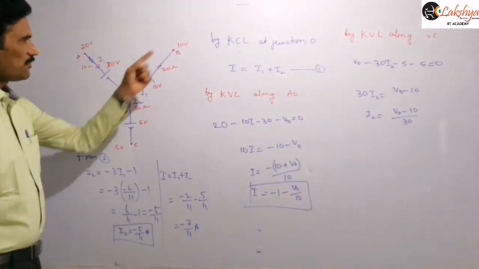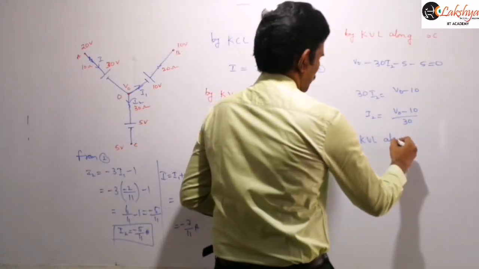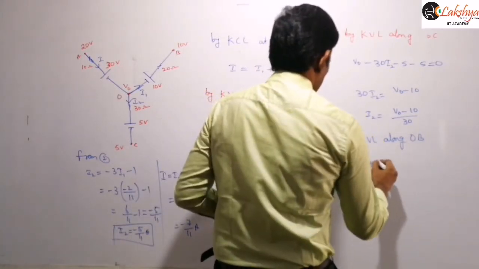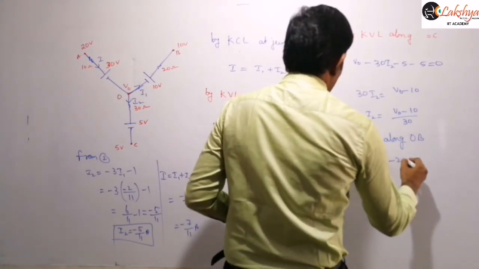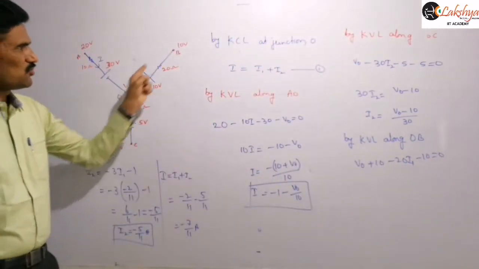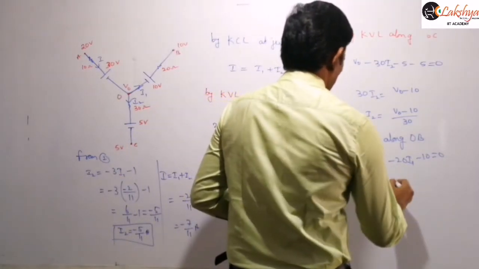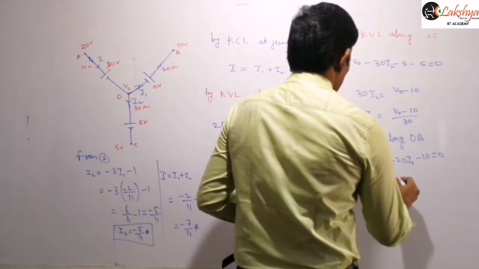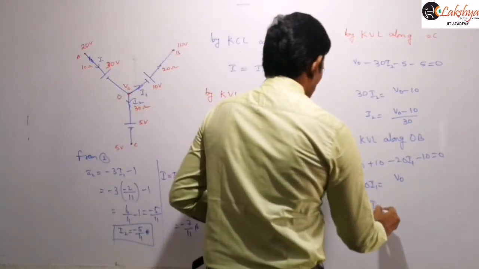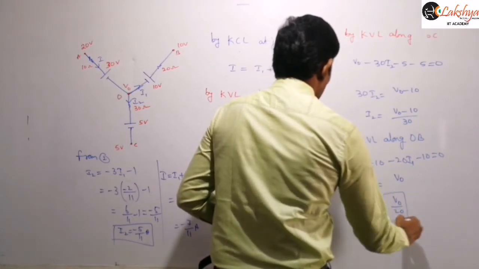And now I similarly apply from O to B. So by KVL along OB: V naught plus 10 minus 20 I1 minus 10 is equal to 0, right? So directly I am applying here from O to B. Now from this, write 20 I1 is equal to, so the minus 10 and plus 10 will be cancelled here. So V naught, right? And so this is nothing but I1 is equal to V naught by 20. This is our I1 value.